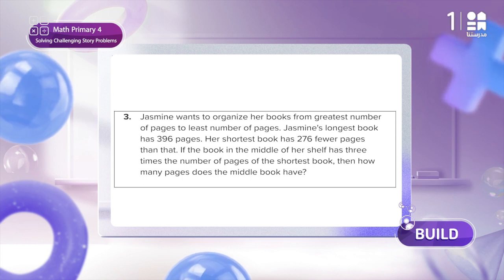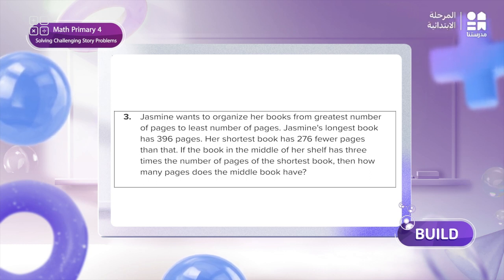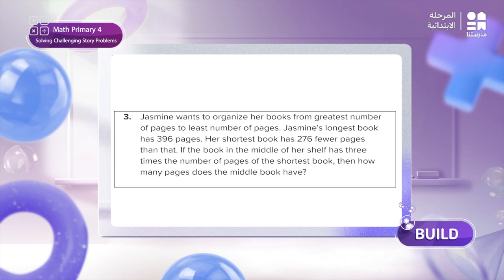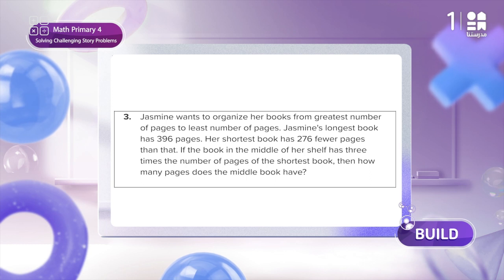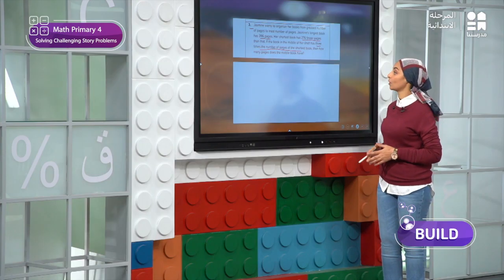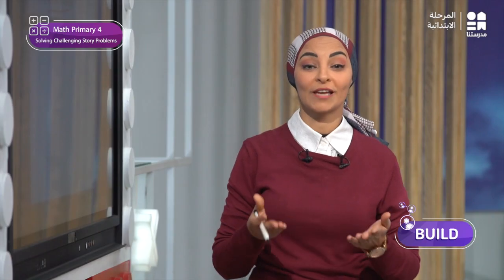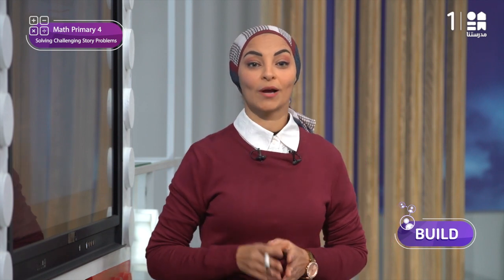It says that Jasmine wants to organize her books from greatest number of pages to the least number of pages. Jasmine's longest book has 396 pages. Her shortest book has 276 fewer pages than this one. If the book in the middle of her shelf has 3 times the number of pages of the shortest one, what does the question ask? How many pages does the middle book have? It wants to know how many pages the middle book has. Please look at this problem.